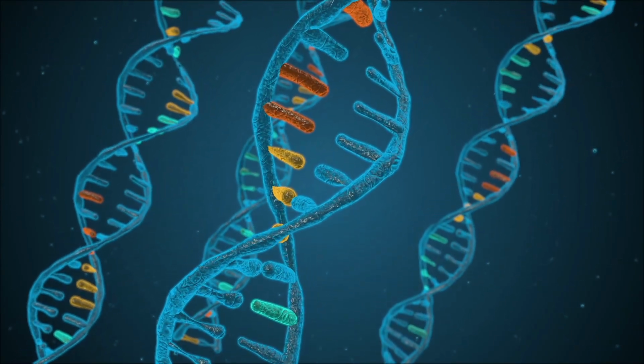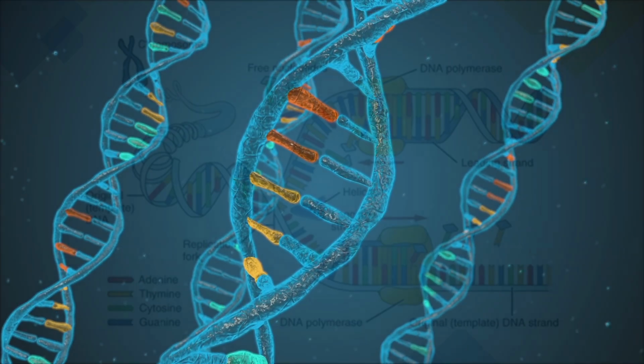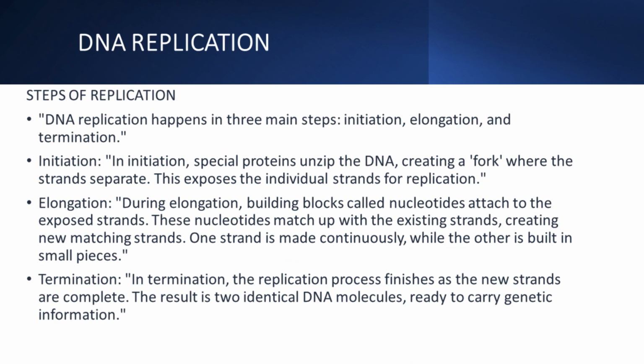This process is essential for cell division and passing on genetic information. During replication, each new DNA molecule has one old strand and one new strand. DNA replication happens in three main steps: initiation, elongation, and termination.